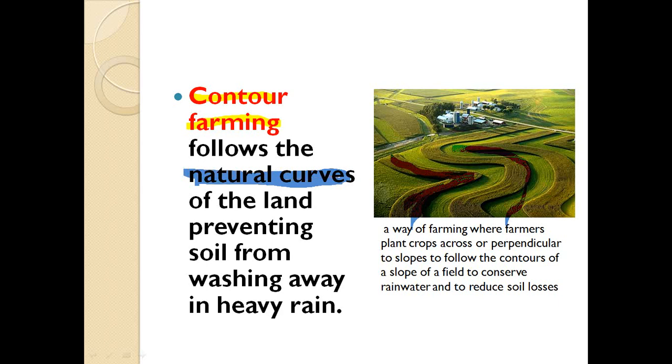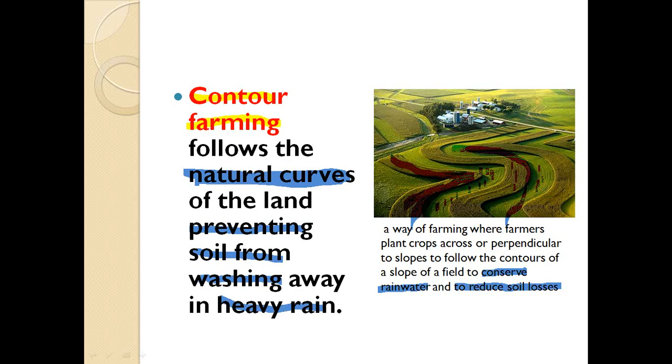They plant the crops in those natural curves. Why do they do so? It helps conserve rain water and to reduce soil loss. Here, when the rain falls, it will come where? It will be here in the middle, right? As well. And here, when the rain falls, it will also come here, but it will be contained for a longer time in the middle, right? So it helps prevent the soil from wasting away in heavy rain.